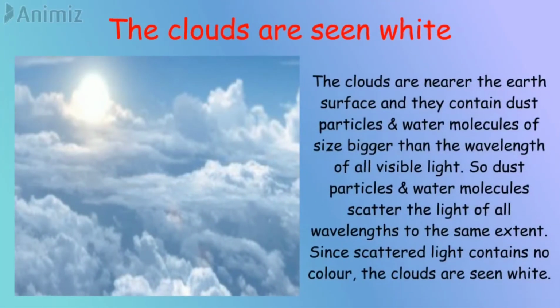Now, clouds are seen white. Why are clouds seen white? Now see, the dust particles and water molecules there near the surface of the earth are bigger in size. And we have already done that when light falls on particles bigger than the wavelength of visible light, all colors scatter to almost the same extent. So the resultant will be no color. White light after scattering also appears white. Because of that, the clouds are seen white.